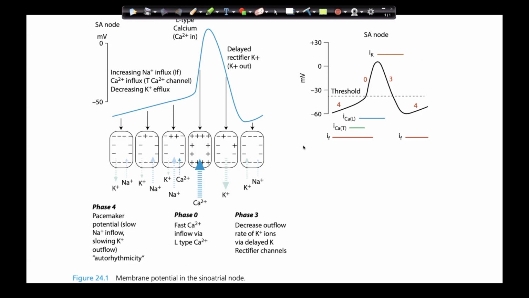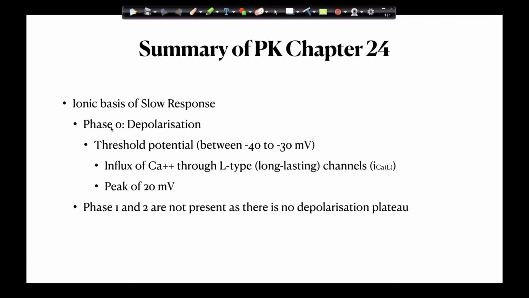This is the diagram I'll be going with, and these are the ionic fluxes I'm going to remember. The first one, I'll just rehash, is that we start at minus 60 millivolts with the funny current starting. Going on from phase 4, we get phase 0, the depolarization, where it reaches threshold potential, which Power and Kam quote between minus 40 and minus 30 millivolts. So we'll say approximately minus 35 millivolts. I'll have in my head that the threshold potential for the sino-atrial node is approximately minus 35 millivolts.